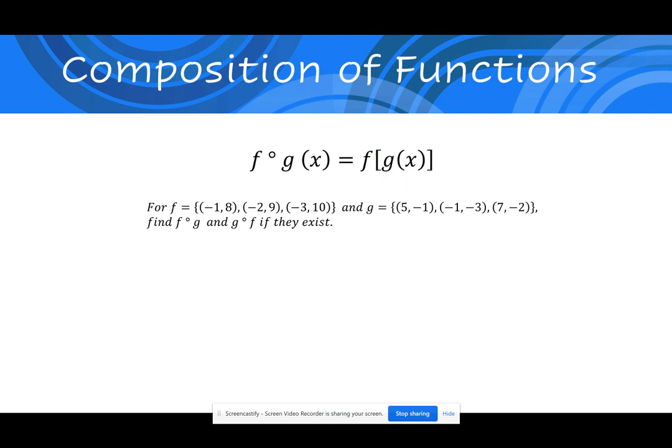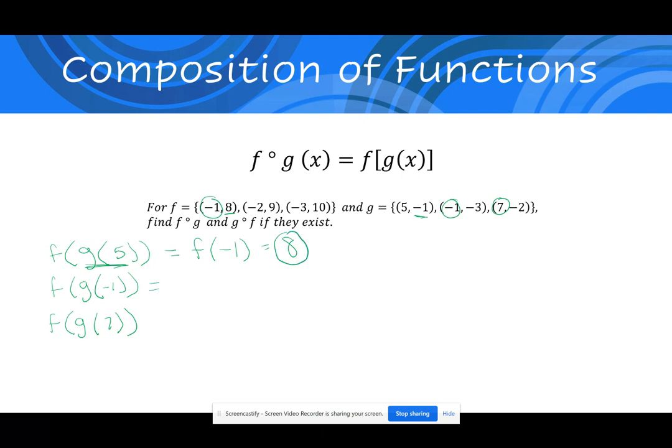So when we're doing it with ordered pairs, we're going to do f of g of each of the x values of g. So f of g of 5, f of g of -1, and f of g of 7. So just kind of go through this one step at a time. You work in the innermost parentheses first, outwards. So g of 5 is -1. So that means we're going to find f of -1, which then here gives us 8.